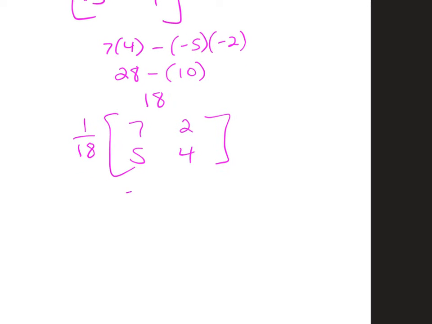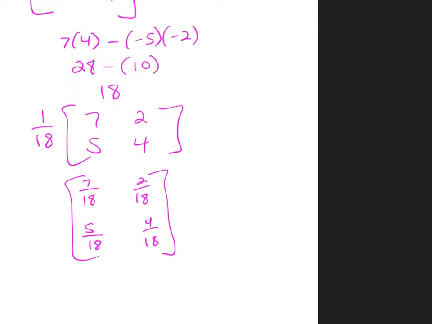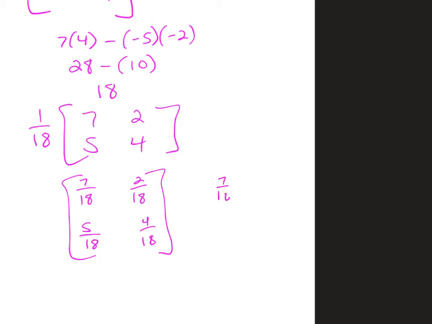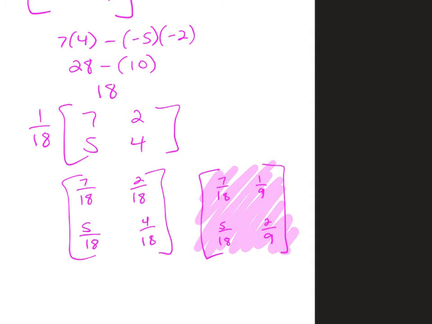And then I'd multiply that in. So it'd be 7 over 18, 2 over 18, 5 over 18, and 4 over 18. And then whatever can be simplified, you simplify. So 7 over 18, 1/9, 5 over 18, and 2/9. And this one goes right on your answer sheet. So all the matrix answers go right on your answer sheet.